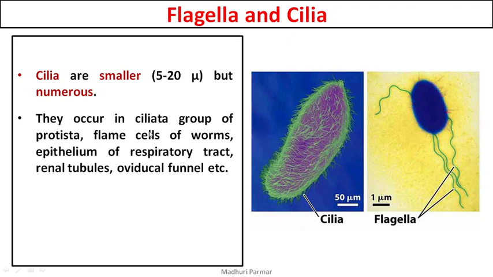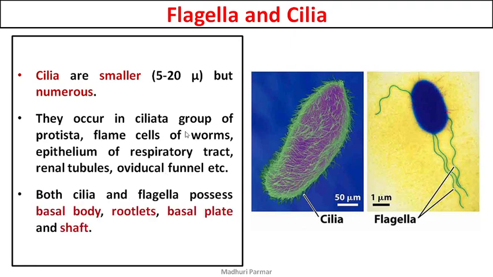Then flame cells of worms. Flame cells are the excretory organs of worms, and they have cilia. The epithelium of the respiratory tract, renal tubules, and oviductal funnel all have cilia. Both cilia and flagella are made up of the same parts. They are the same in structure also.